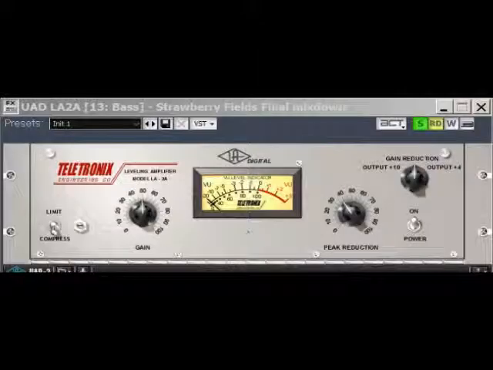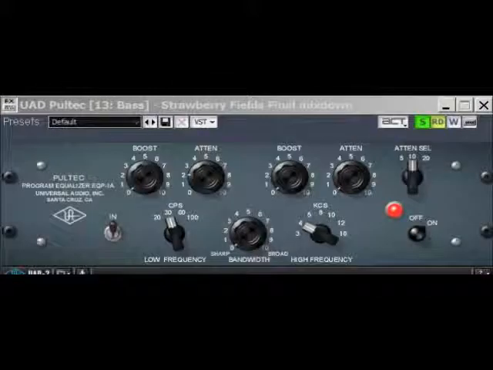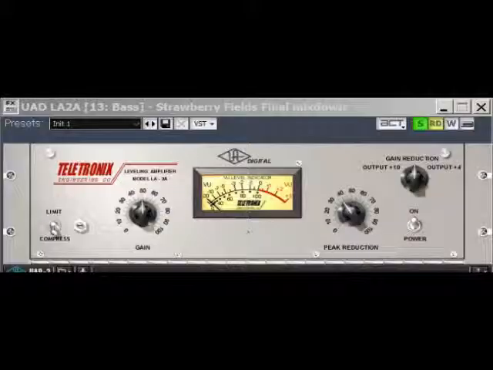At this point, I started to experiment with virtual effects simulations on the bass. I used the Teletronics LA2 leveler and the Pultec EQ unit. Suffice to say that although the effect is subtle, they do add something to the overall sound, the caveat being how well these plugins were made.